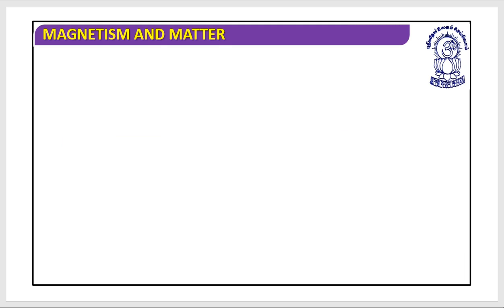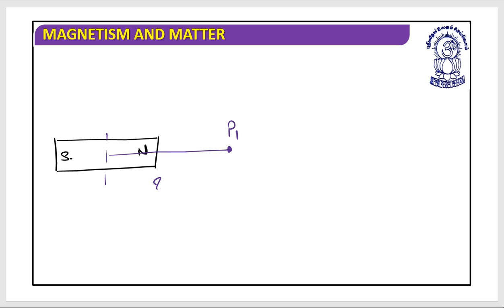So let's suppose someone has asked me, suppose this is the bar magnet, it's a south pole, it's a north pole, this is the midpoint, and this is P1, and the separation is R, and at another location, this is P2, this separation is also R.